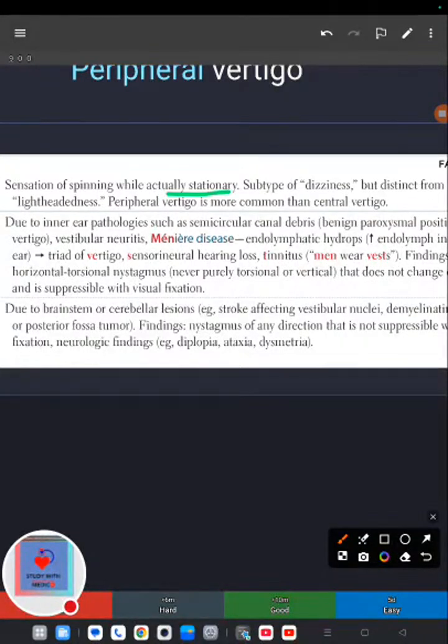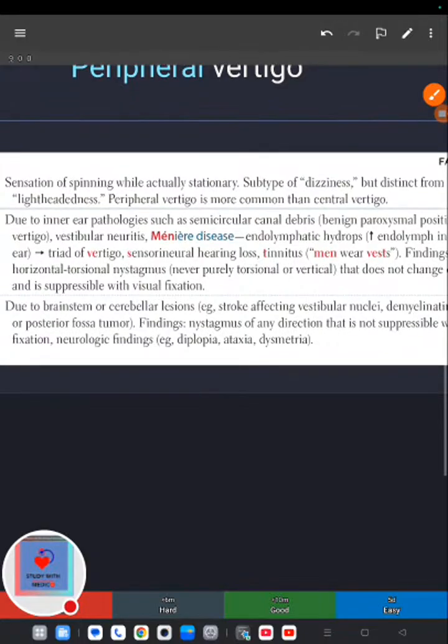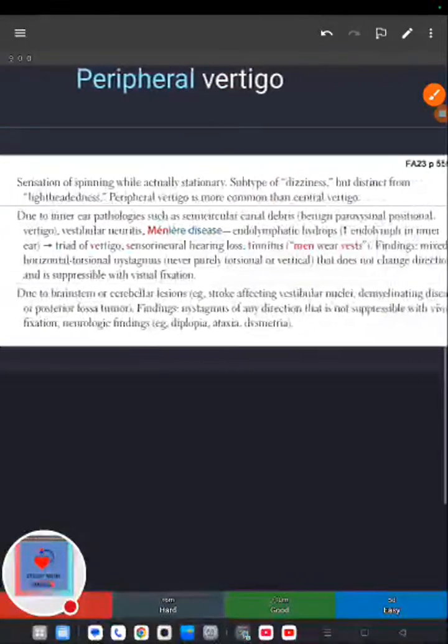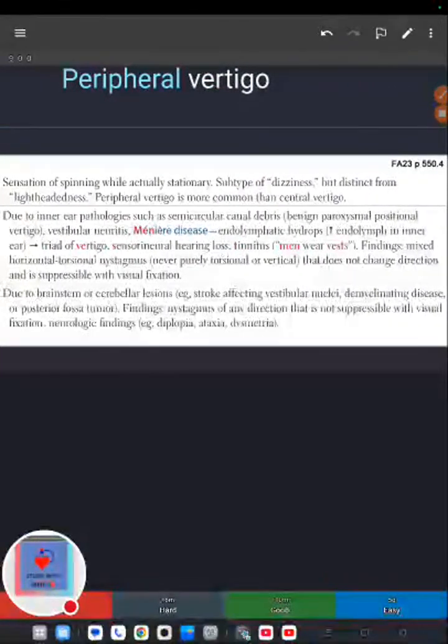Okay, subtypes of dizziness but distinct from lightheadedness. Peripheral vertigo is more common than central vertigo. So subtype of dizziness but distinct from lightheadedness. Okay, fine. So now let's talk about peripheral vertigo, because we said it is more common, right? Should know each and everything about it.